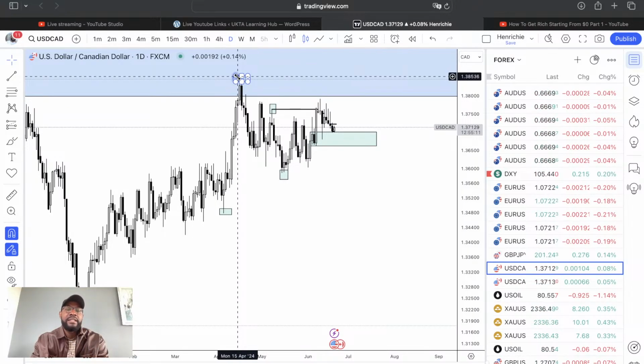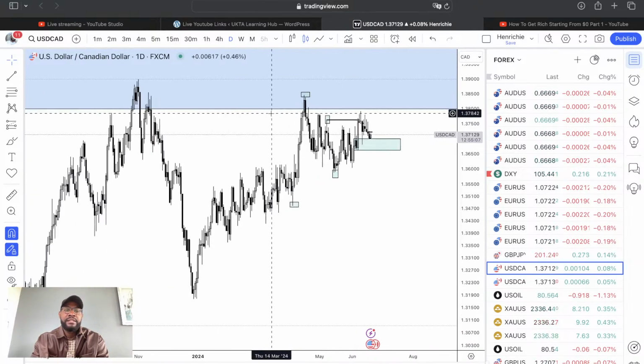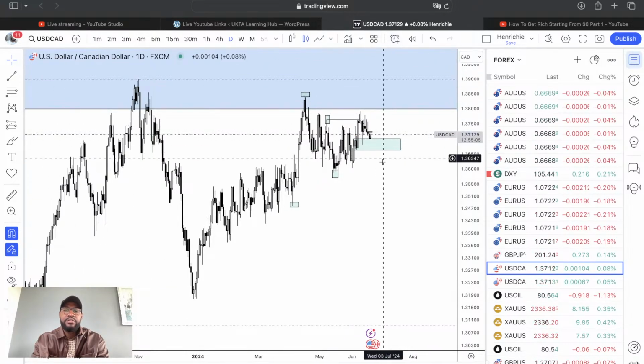So until we break a significant 4-hour or daily low, I'm still going to be anticipating higher price on USD CAD.